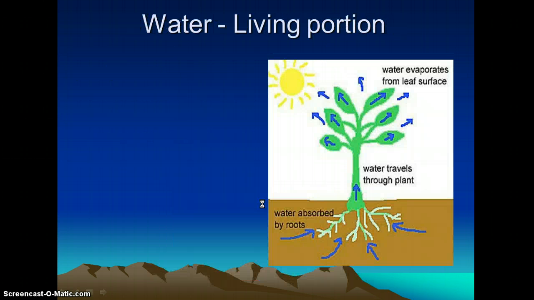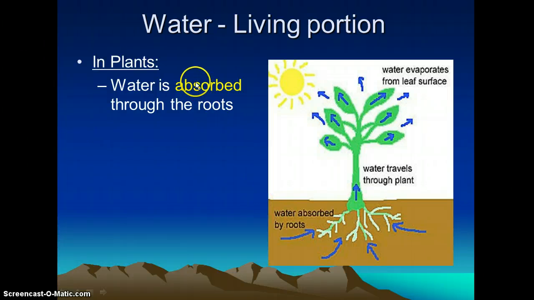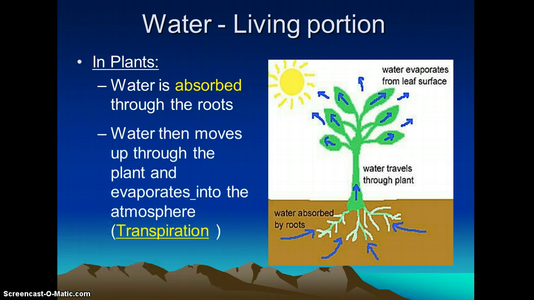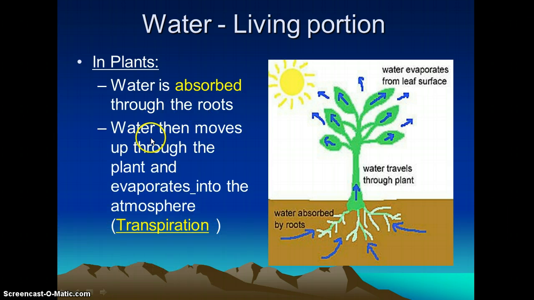Wonderful. Now, water can also be in living things. Specifically, let's focus in on plants first. And in this focus, we're going to talk about the fact that water, when it's in the soil, can be absorbed through roots. That's one way water can flow or transfer. Additionally, water can flow or transform from a liquid water in the plant to a gaseous form evaporating out of the plant through the process of transpiration.